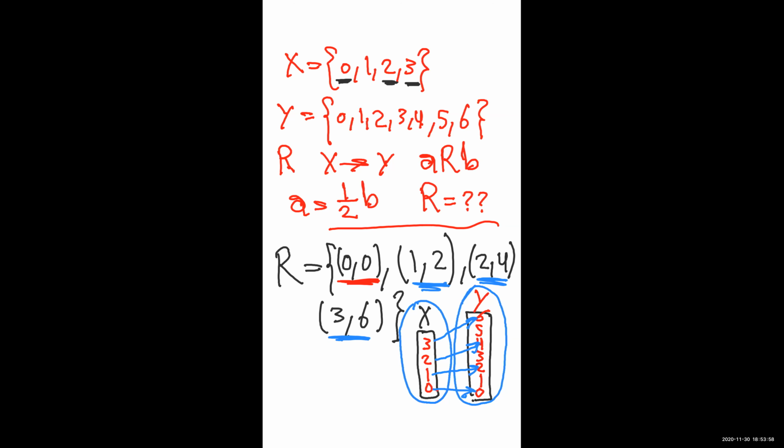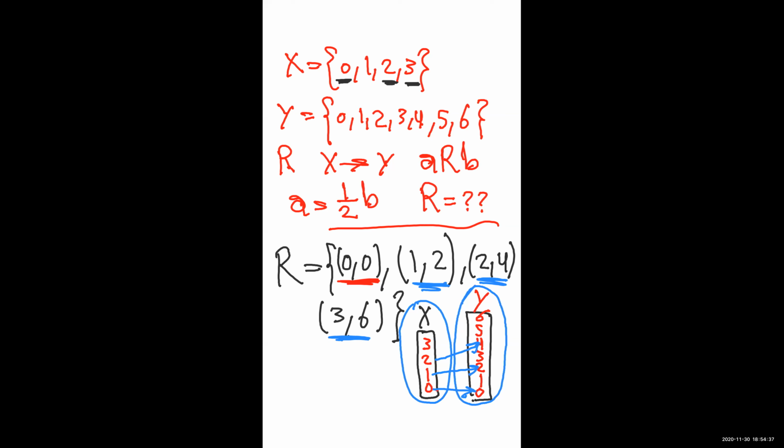Okay, if in case there are two arrows from one of these elements on X, this means this element participated in the relation two times. So this means it's not a function, right? If we add one arrow like this, in this case it's not a function, okay? Because 3 participated two times or has two images on Y. If I remove one arrow from 3 like this, now 3 didn't participate in the relation. So this means also it's not a function.